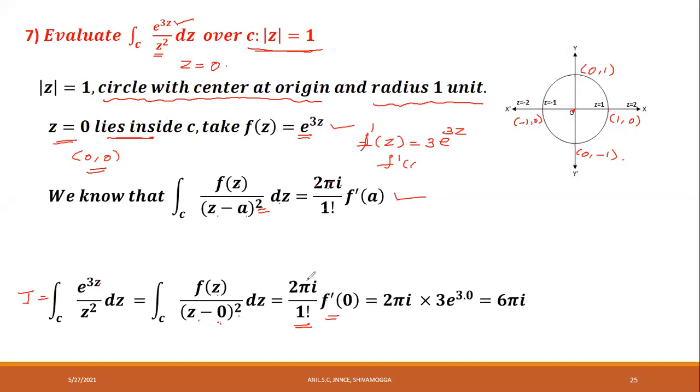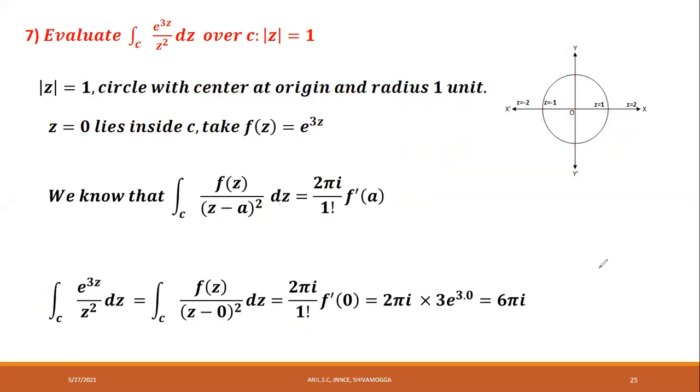Substitute here. 2 pi I divided by 1 factorial. 1 factorial is 1, therefore 2 pi I. F dash 0 is 3. 3 into 2 pi I is 6 pi I. You make a note of this.